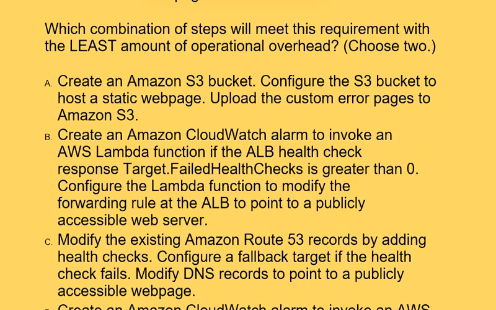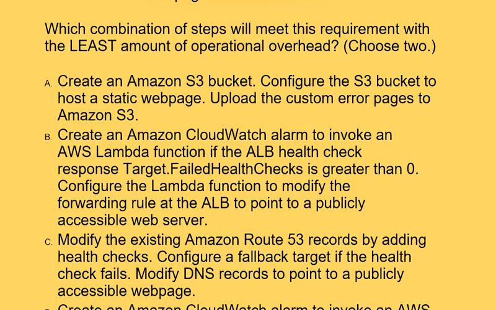Option A. Create an Amazon S3 bucket. Configure the S3 bucket to host a static web page. Upload the custom error pages to Amazon S3. Option B. Create an Amazon CloudWatch alarm to invoke an AWS Lambda function if the ALB health check response target failed health checks is greater than 0. Configure the Lambda function to modify the forwarding rule at the ALB to point to a publicly accessible web server.